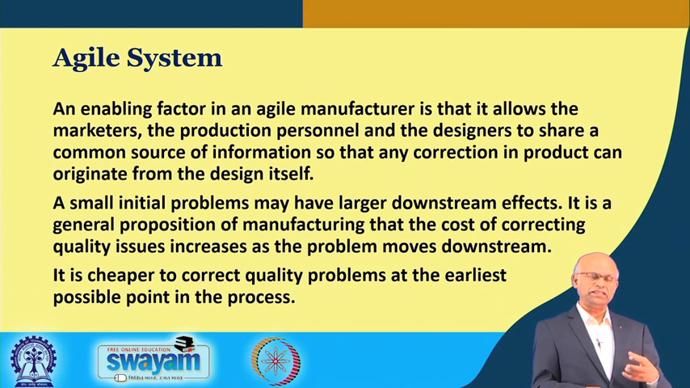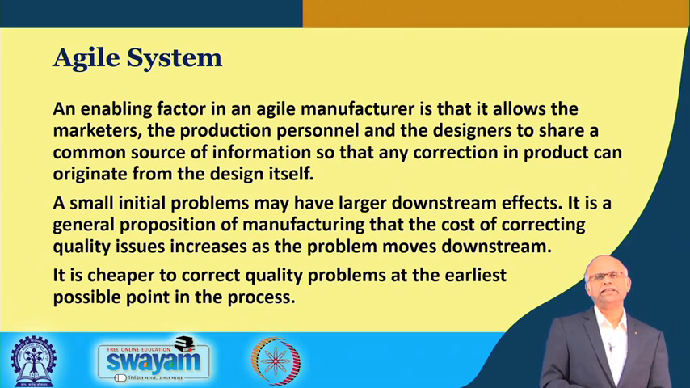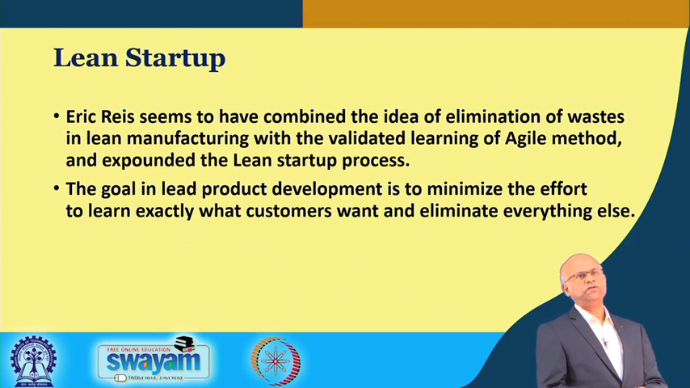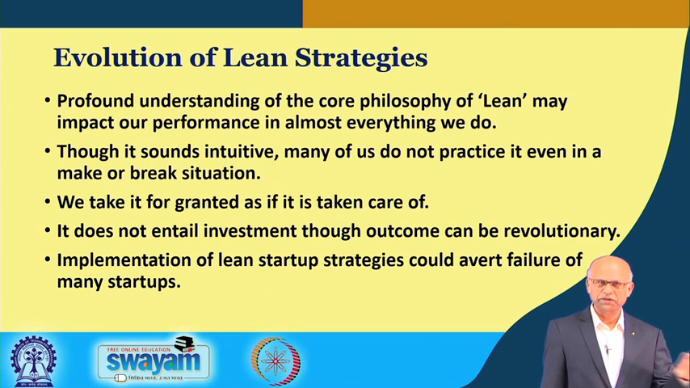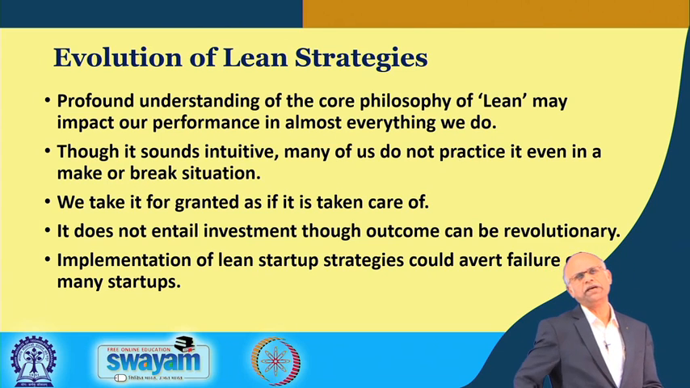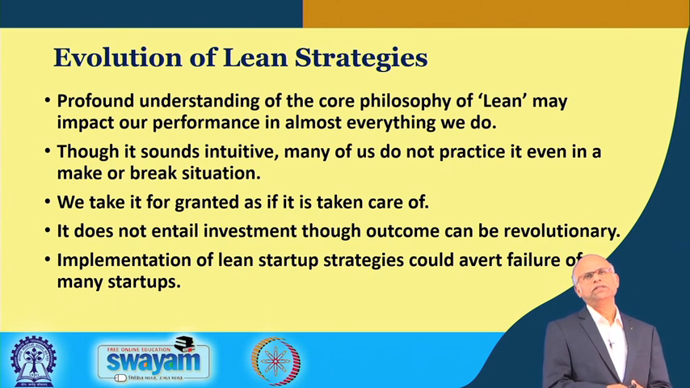That is why Agile says that you start from the design itself, so that the entire thing can be changed. So, it becomes cheaper for correction. And Eric actually combined both Agile and Lean. I believe that he combined Kaizen and just in time as well.